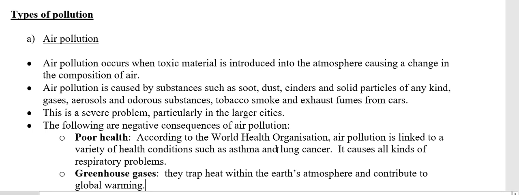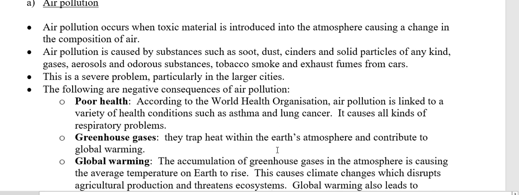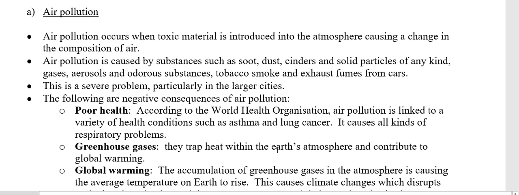So what we're going to look at now is just the different types of pollution. This obviously is also important. The first type of pollution we're going to look at is air pollution. Air pollution occurs when a toxic material is introduced into the atmosphere that is causing a change in the composition of air. In other words, we are making our air dirty. Our air is less clean.